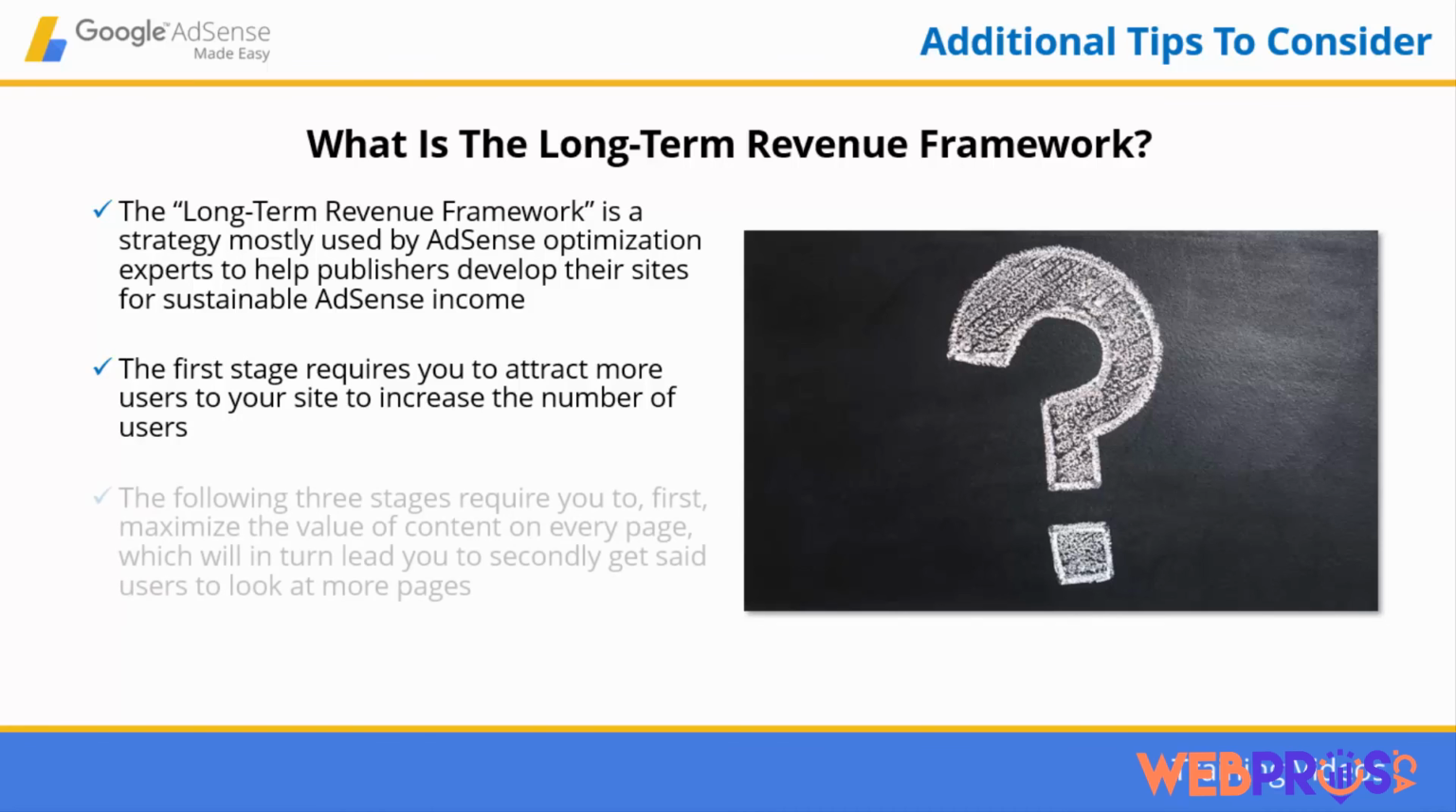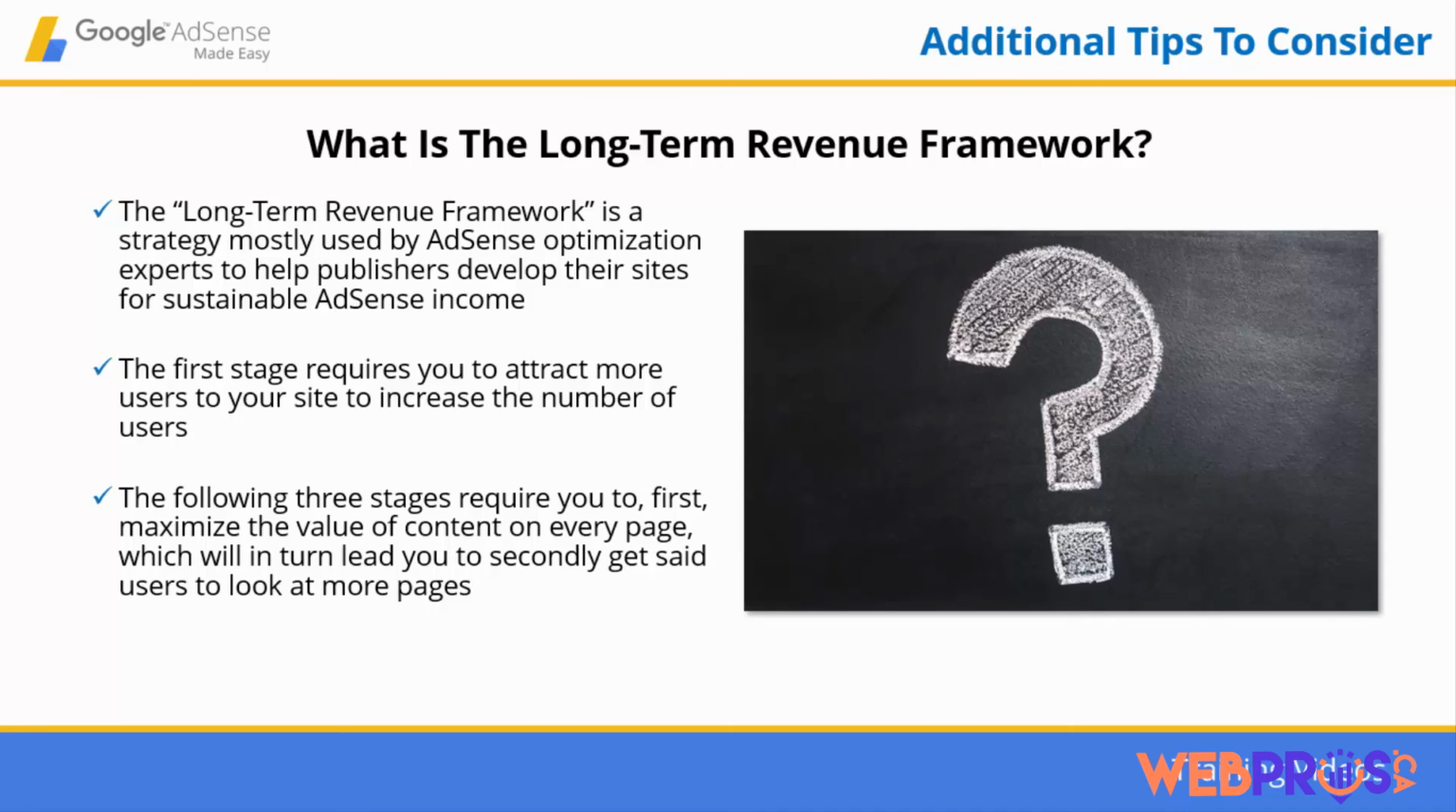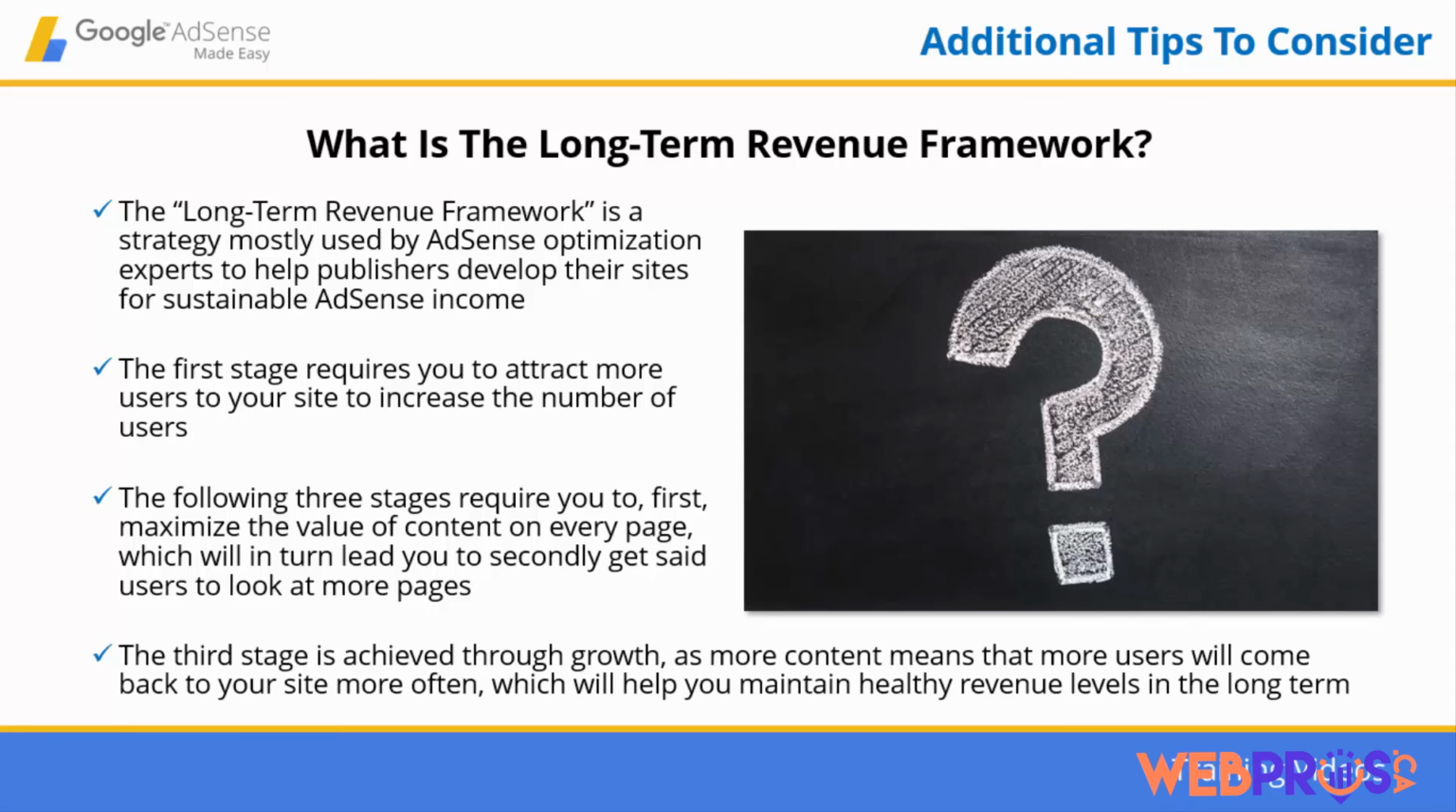of users. The following 3 stages require you to first maximize the value of content on every page, which will in turn lead you to secondly get said users to look at more pages. The third stage is achieved through growth, as more content means that more users will come back to your site more often, which will help you maintain healthy revenue levels in the long term.